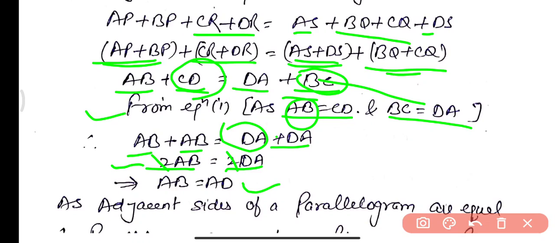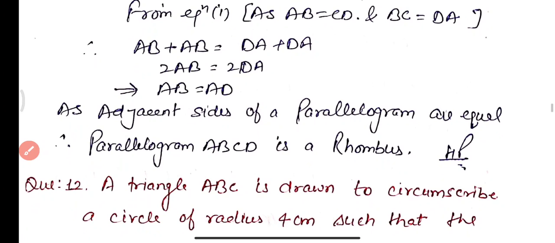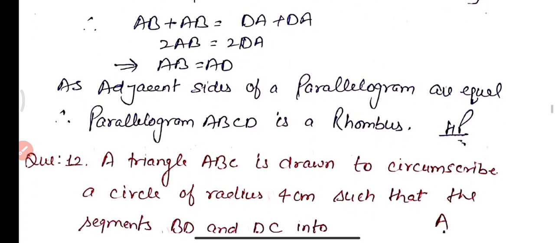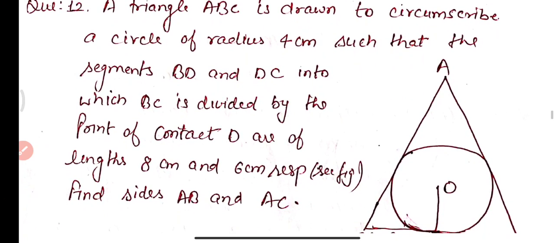So now adjacent sides of the parallelogram are equal, then we can say the parallelogram ABCD is a rhombus. This is all about question number 11. So now proceed to question number 12.